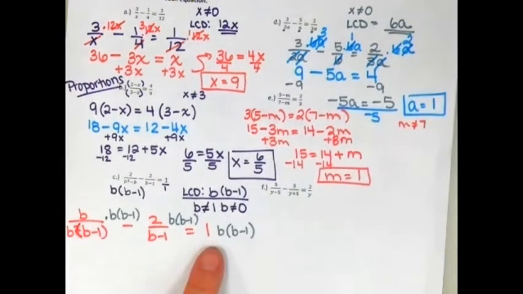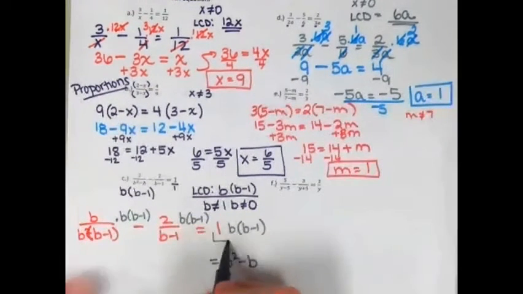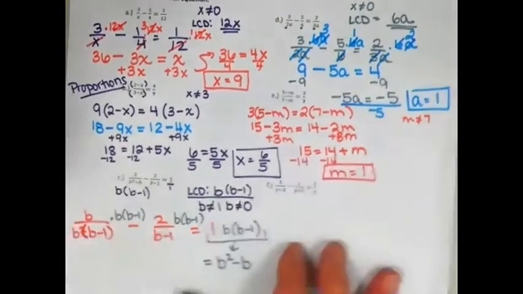The second one's easier, right? What's 1 times b minus 1? Isn't that equal to b squared minus b? Is everyone okay with this becoming this? Yes, okay. Now let's look at the other ones.